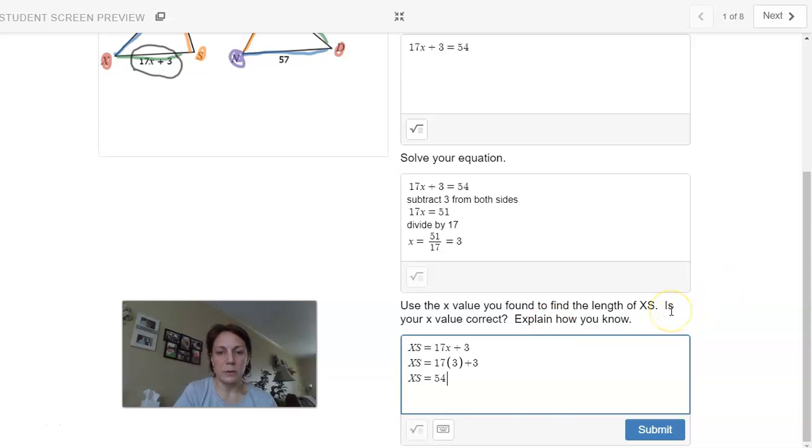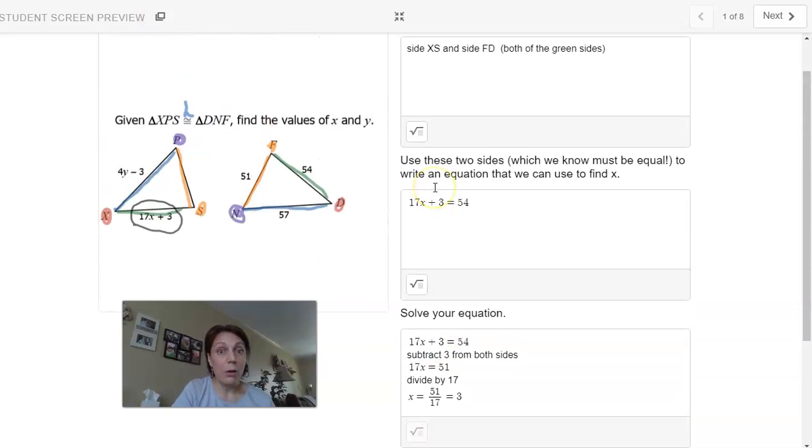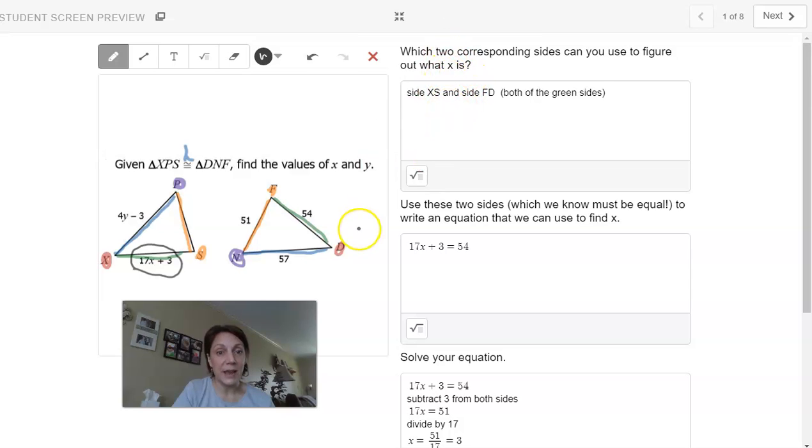Now this next part of the question is the one where sometimes people get confused and don't know how to answer this. Well, look, it says, is your x value correct? Explain how you know. So one of the things I say about geometry, and even solving equations, is you can always tell if your answer's right. You don't have to say, Ms. Britton, is this right? You know if it's right. I know from the very start how long that side should have been. All the way up here, we said, hey, both of my green sides have to be the same.